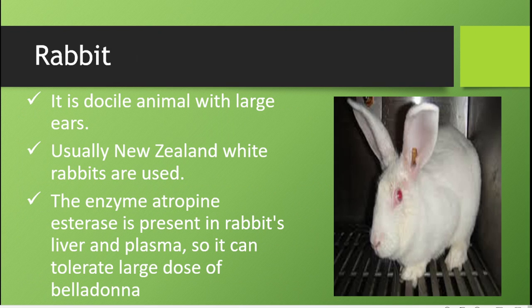The last animal is rabbit. It is also a docile animal with large ears. Usually we use the New Zealand white rabbit for experimental purposes. The rabbit contains atropine esterase, an enzyme present in liver and plasma, so it can tolerate a large dose of belladonna.